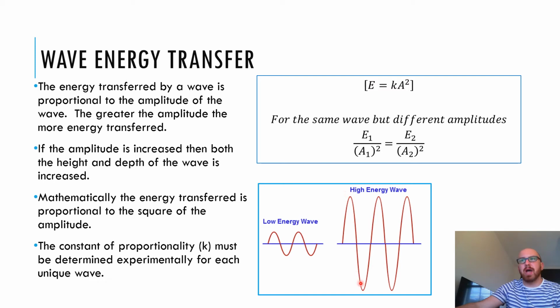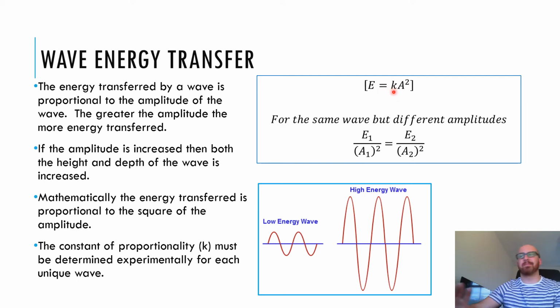So your high energy wave is actually not just double the height, it's also double the depth. So the energy is to do with the full range of motion, if you like, of the wave. So the mathematical formula between them is not just k times a, it's k times a squared, because it's more than just one amplitude. It's the amplitude up and down. So if it doubles, then overall the energy quadruples. So it's E equals k a squared.